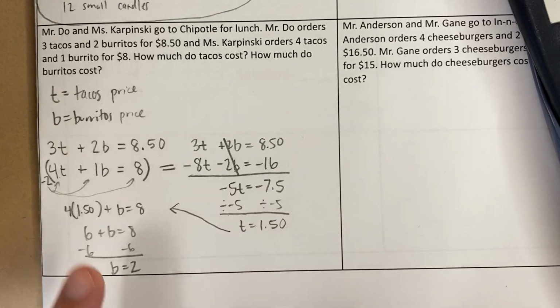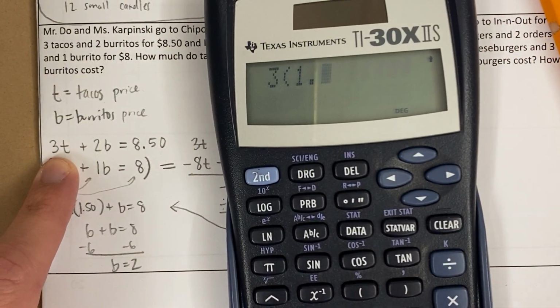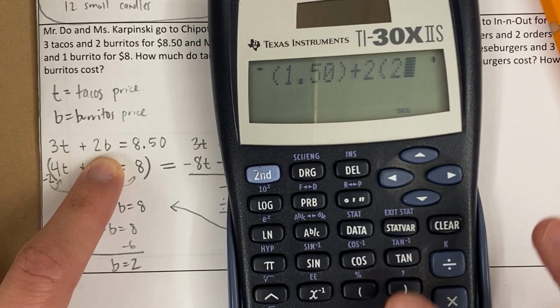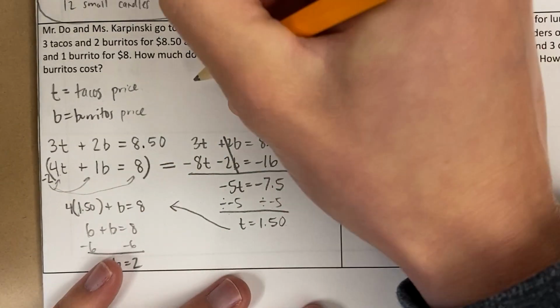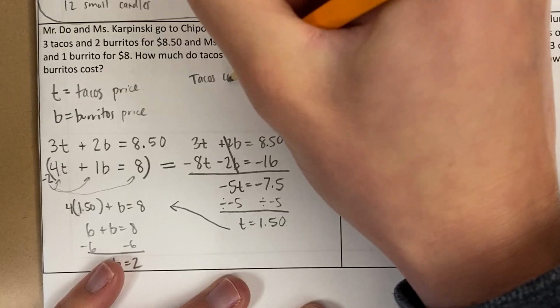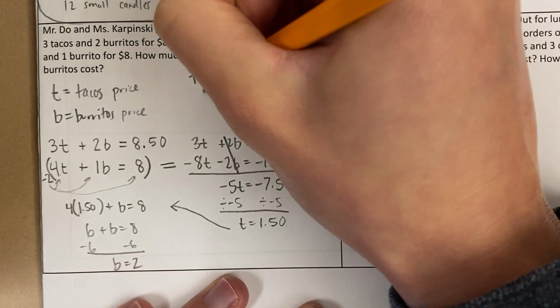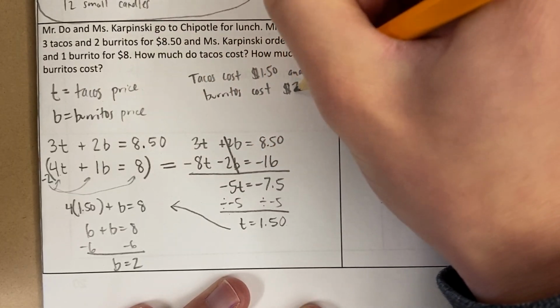Okay, and you can check, right? Like let's just check using this equation. If a taco is $1.50, so that's 3 times $1.50, and a burrito is $2, so that would be 2 burritos. That should add up to $8.50, and it does. Looks good. So I'm going to write tacos cost $1.50, and burritos cost $2.